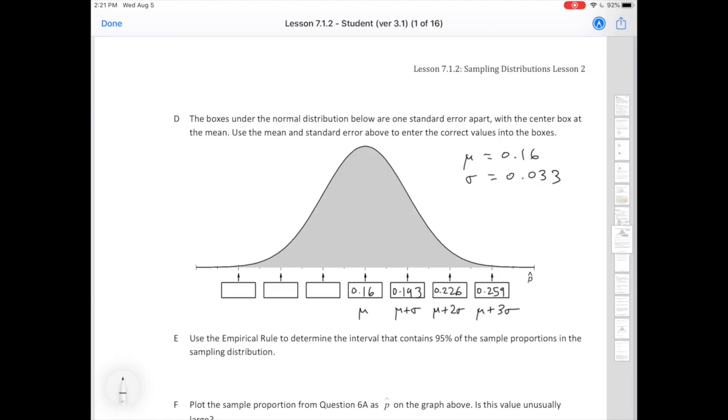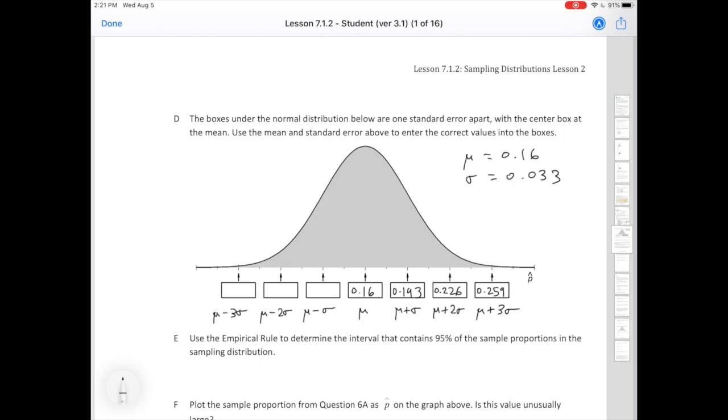What about going the other way? Remember, when we go to the left, we actually have to subtract, right? So this guy would be mu minus sigma. Here would be mu minus 2 sigma. And here would be mu minus 3 sigma. So if we subtract, we get 0.16 minus 0.033.